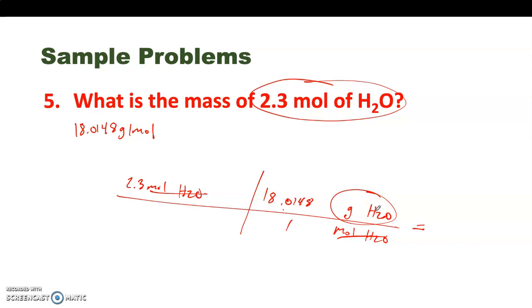And if I do 2.3 times 18.0148, that gets me 41.4. So I'm just going to round that to 41 grams of H2O.